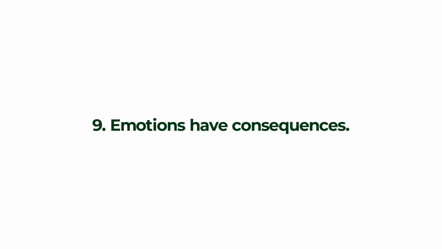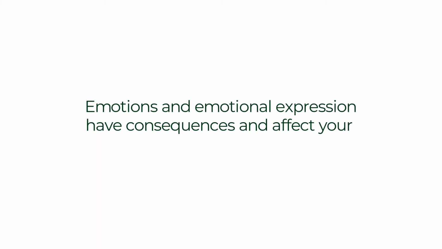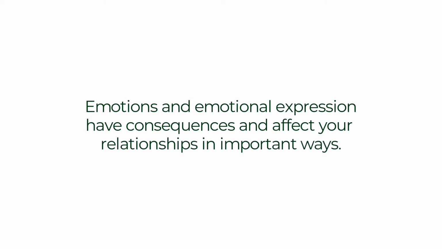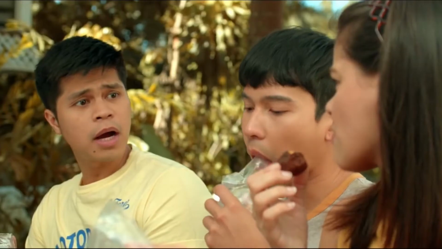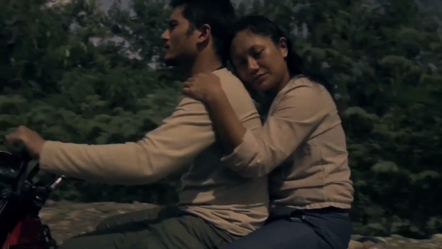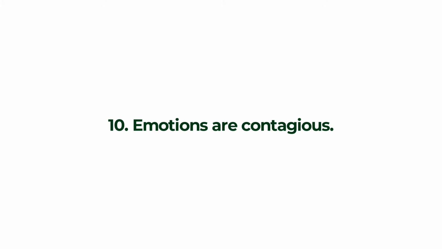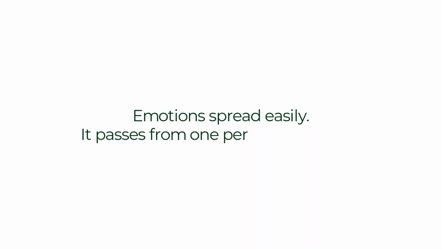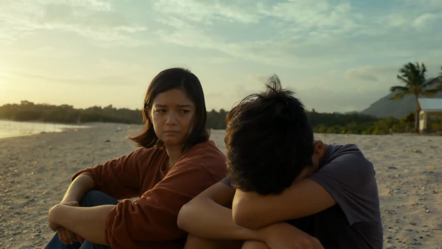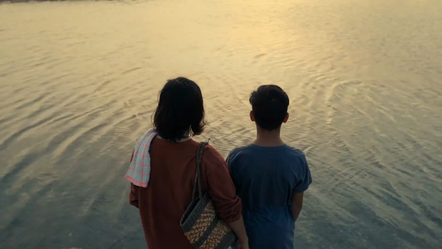Ninth, emotions have consequences. Like all communications, emotions and emotional expression have consequences and affect your relationships in important ways. By revealing your emotions, you may create close bonds with others. At the same time, you may also scare people with too much and too intimate disclosure. Tenth, emotions are contagious. Emotions spread easily. They pass from one person to another. It occurs when one person's emotions are mimicked by another, and these emotions are frequently unconscious.